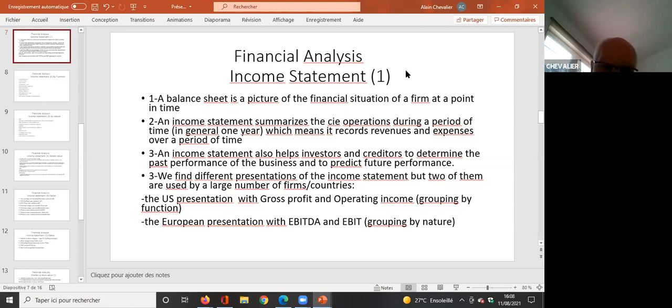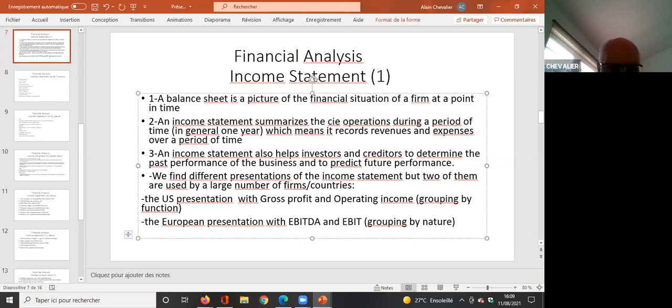And 3, an income statement also helps investors and creditors to determine the past performance of the business and to predict future performance. It's more performance oriented than the balance sheet, probably less oriented towards risk prediction. We find different presentations of the income statement, but only 2 of them are used by a large number of firms and countries.